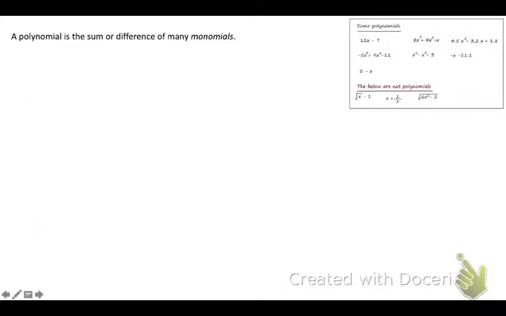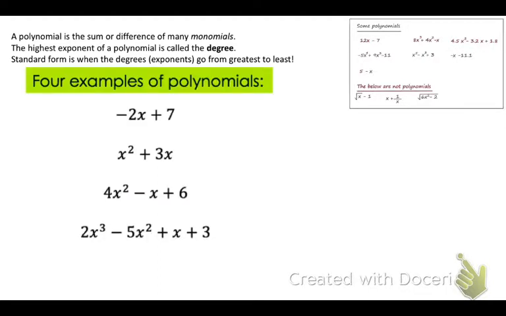Most of this should be review, hopefully, but the polynomial is the sum and difference of many monomials. The highest exponent of the polynomial is called the degree. And standard form is when the degrees go from greatest to least. So here are some examples of polynomials. And these are all in standard form. And we can look at these.